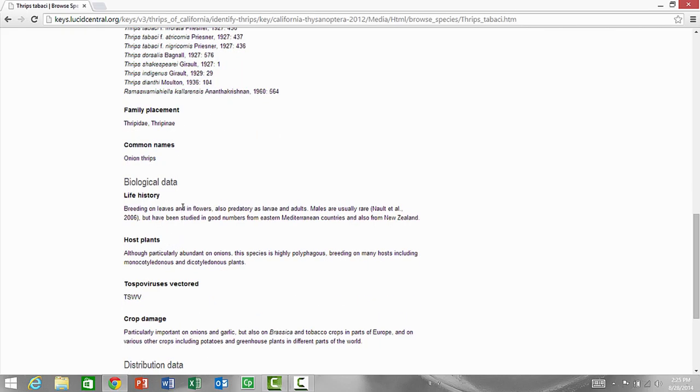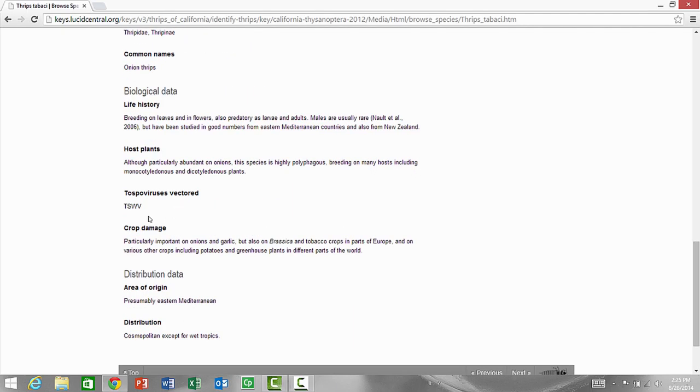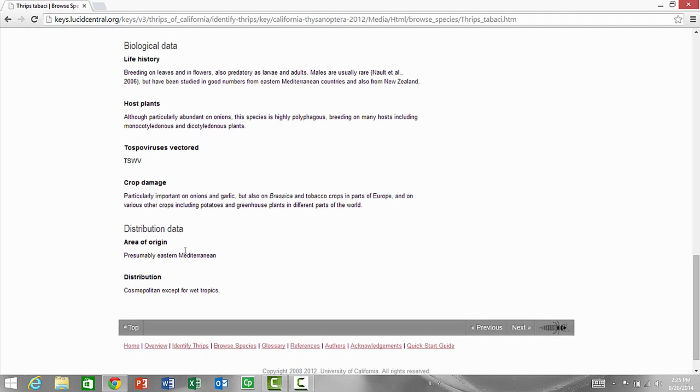You'll also see quite a bit of important information on this page about taxonomic data, its current valid names, synonyms, family placement, common names. In this case, you'll see this thrips is often called the onion thrips. There's also some biological information, host plants. You'll also see here that this species is a confirmed vector of tomato spotted wilt virus, which is one of the tospoviruses, some information about crop damage, distribution. You'll see here that its area of origin is the Eastern Mediterranean, and its distribution is cosmopolitan, except for the wet tropics. That's it.